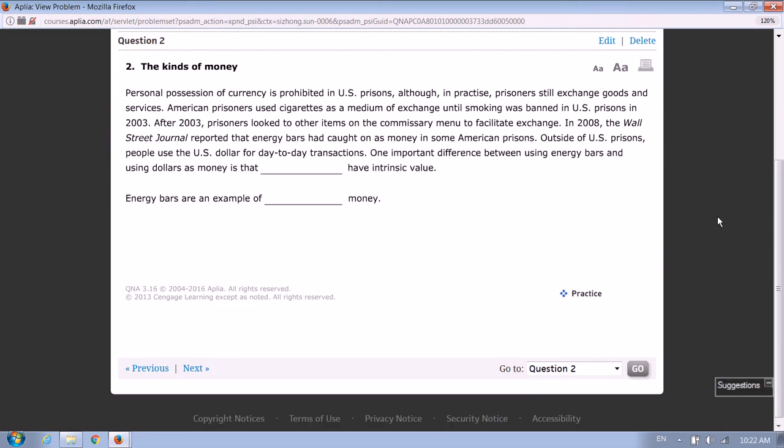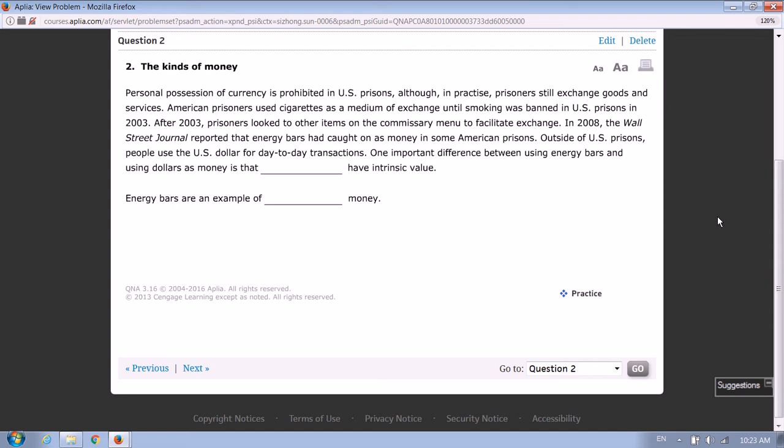Question 2. Personal possession of currency is prohibited in the U.S. prisons, although in practice prisoners still exchange goods and services. American prisoners used cigarettes as a medium of exchange until smoking was banned in the U.S. prisons in 2003. After 2003, prisoners looked to other items on the commissary menu to facilitate exchange.